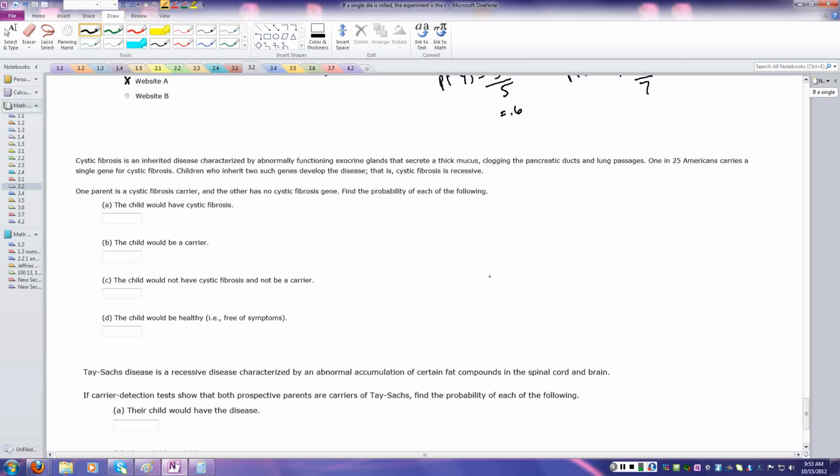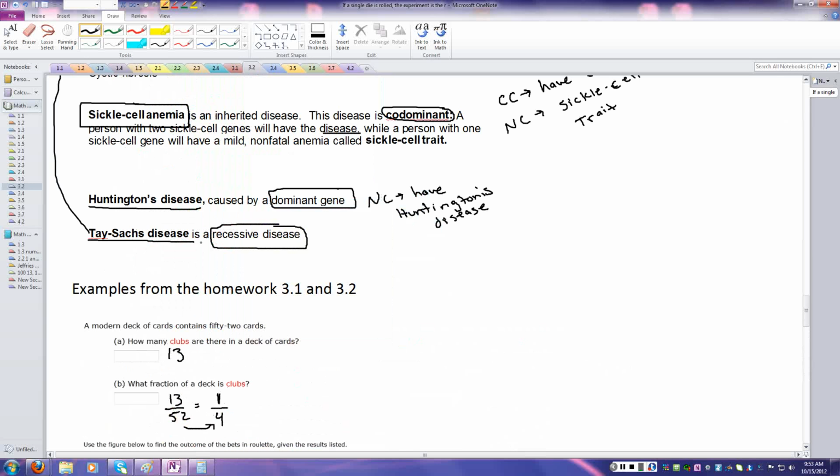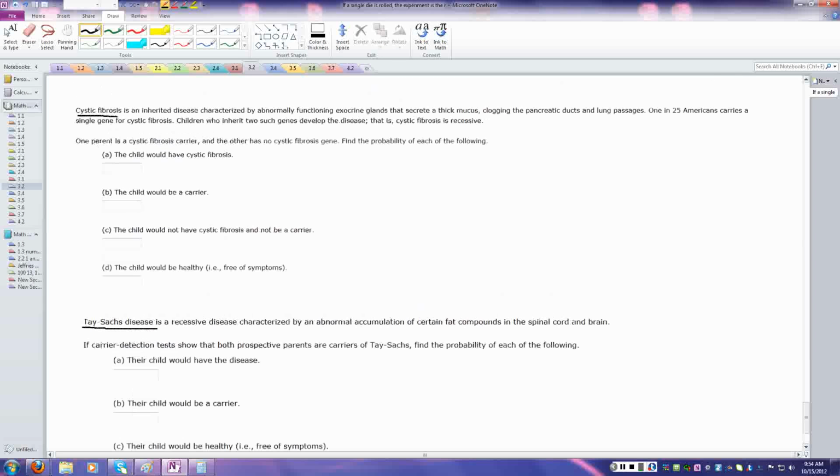And then the last ones we're going to look at are the genetic ones. So here we're looking at cystic fibrosis and the Tay-Sachs disease. So remember, this one is dominant and this one's recessive. So if we go back up, we know that, oh sorry, this is both recessive. So they're going to work out to be very similar. So here you have to be able to read what the parent is.